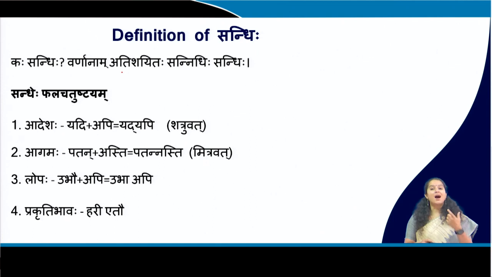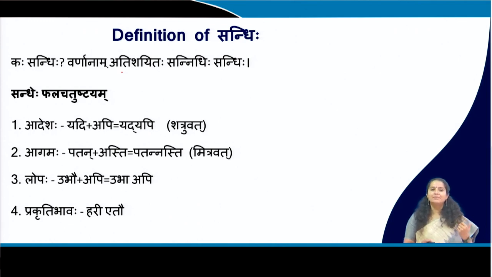So you can have an Adeshaha. The Adeshaha is more like a replacement. So Yadi plus Api, there is a replacement that takes place. And that is your Shatruvat. In the Agamaha, you have Patan plus Asti, Patan Nasti. There is a new sound that has come in. And that is Mitravat. So it's adding to it. And then you have another possibility which is a Lopa or an absence. So you have Ubhau Api becomes Ubha Api. The au is gone and replaced by the akara.